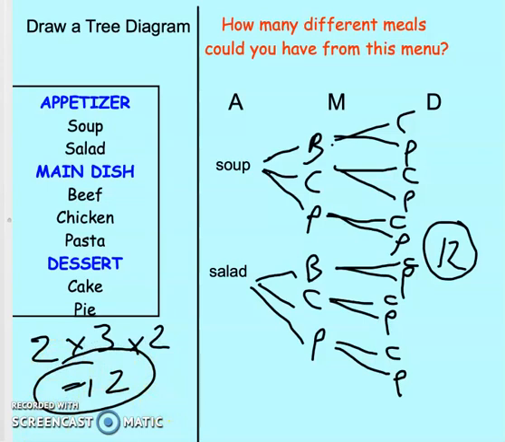Okay, we're going to end our video there. I'll give you a couple problems to practice using this fundamental counting principle.